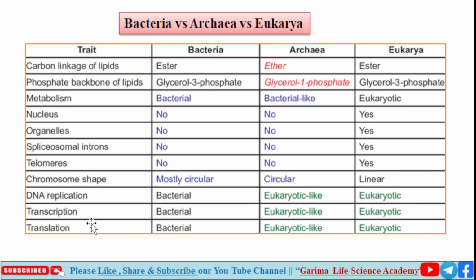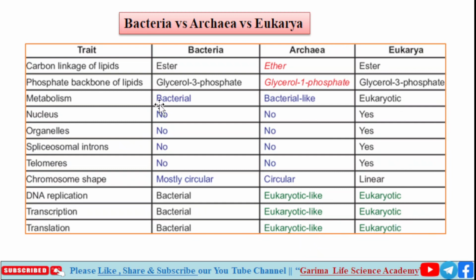And transcription. In case of bacteria it is bacterial-like: DNA replication and transcription go on in parallel together. In case of archaea it is eukaryotic-like. First replication happens, after that transcription, then post-transcriptional modification, then translation. Same in case of eukarya also: transcription happens after replication, not in parallel. Translation is bacterial-like in bacteria. In case of archaea it is eukarya-like, and in case of eukarya it is eukaryotic.